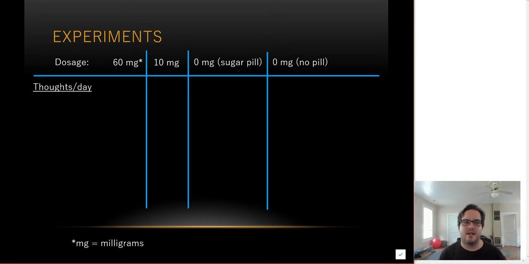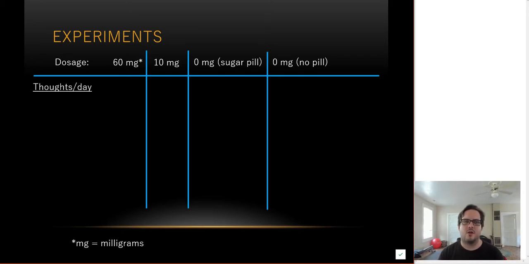All right, let's graph this out. Let's make a table out of this. I want to show you what an experiment would look like. So on the very top, we have our different dosages. We have the 60 milligrams, we have 10 milligrams, and then we actually have two categories of 0 milligrams. One with a sugar pill, where we give someone something that looks like Paxil, but doesn't have any of the active ingredients. And then we have another one where there's no pill. And why we do this will make sense in a little bit. Okay, bear with me for right now.